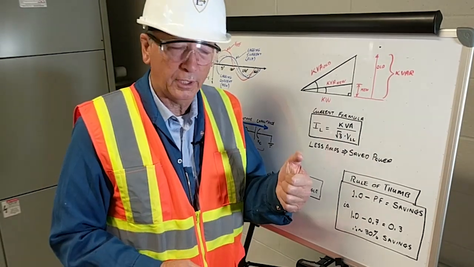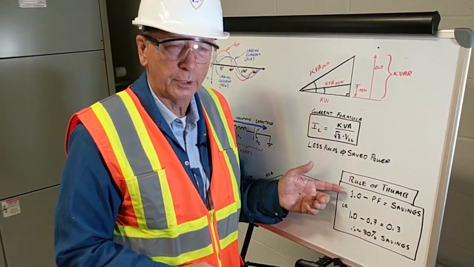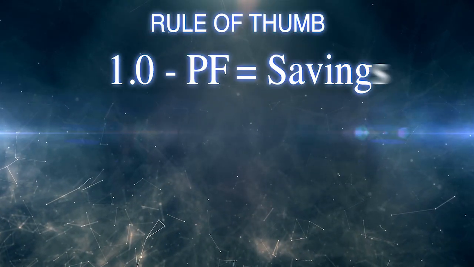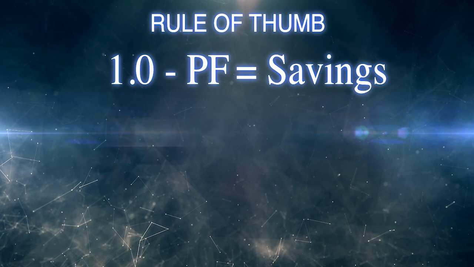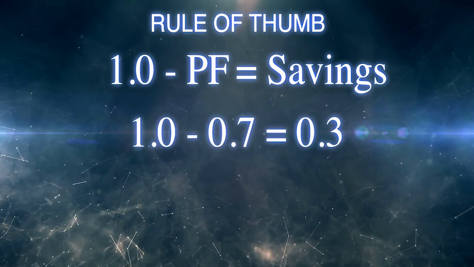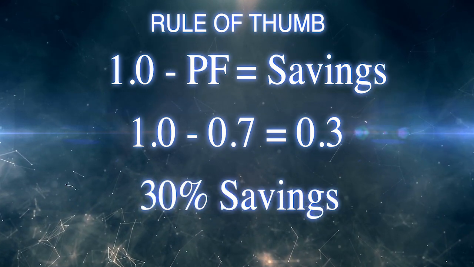So an old rule of thumb is if you have a perfect power factor, say 1.0, minus your existing power factor, this is your savings. For example, if you have 1.0 minus 0.7, your existing power factor, you have 0.3 resultant. Very simply, 30% savings.